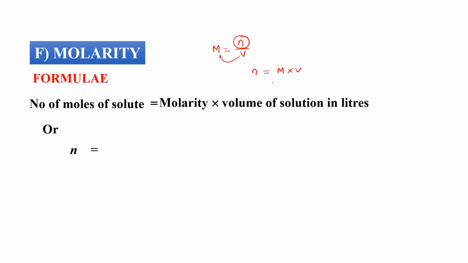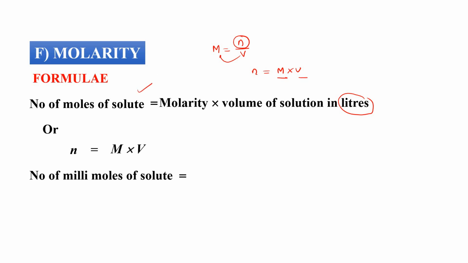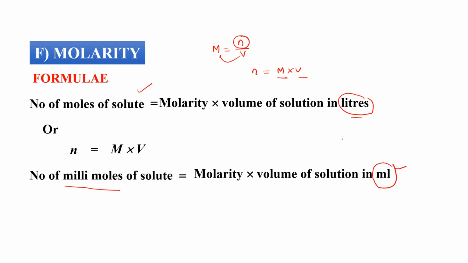Now here molarity multiplied with volume of the solution in liter, you are going to get the number of moles of solute. For example, if I want to get millimoles, then this liter should be converted into ml. If I take volume of the solution in ml, then the solute will get in terms of millimoles. If I take in terms of liter volume, the solute will get in terms of mole here. So this is very important. You have to remember, number of moles of solute is always equal to molarity into volume, isn't it?